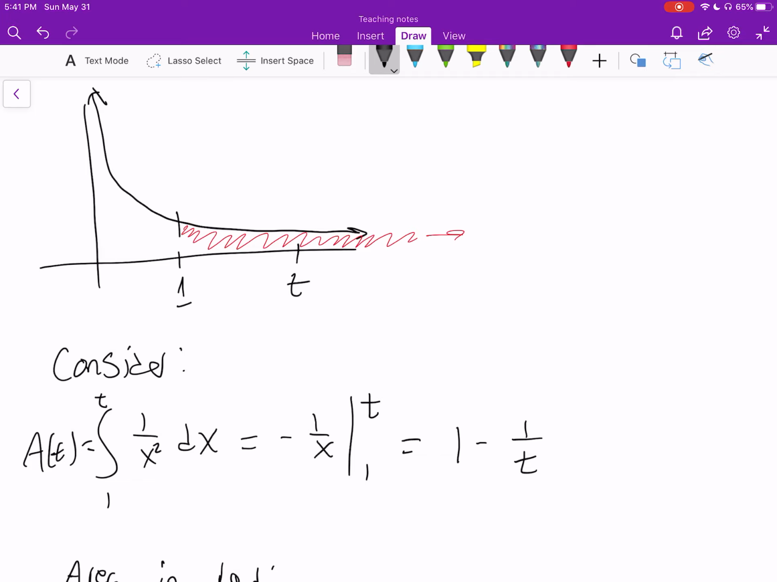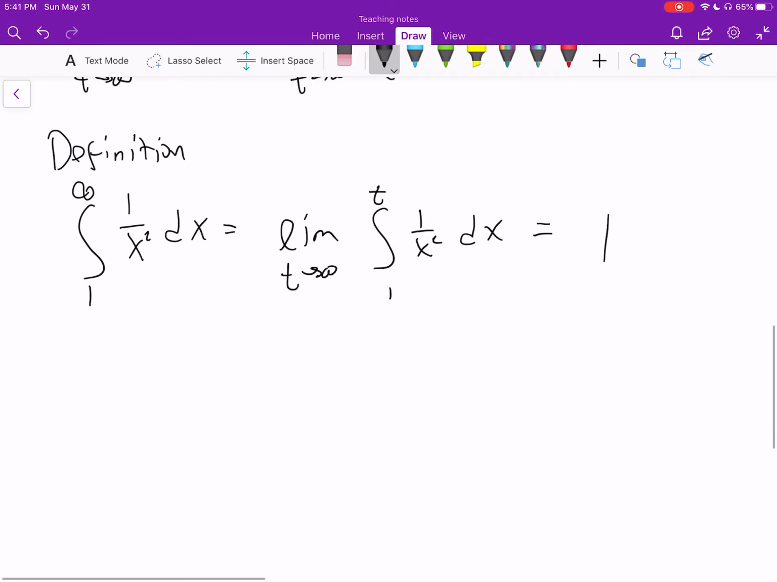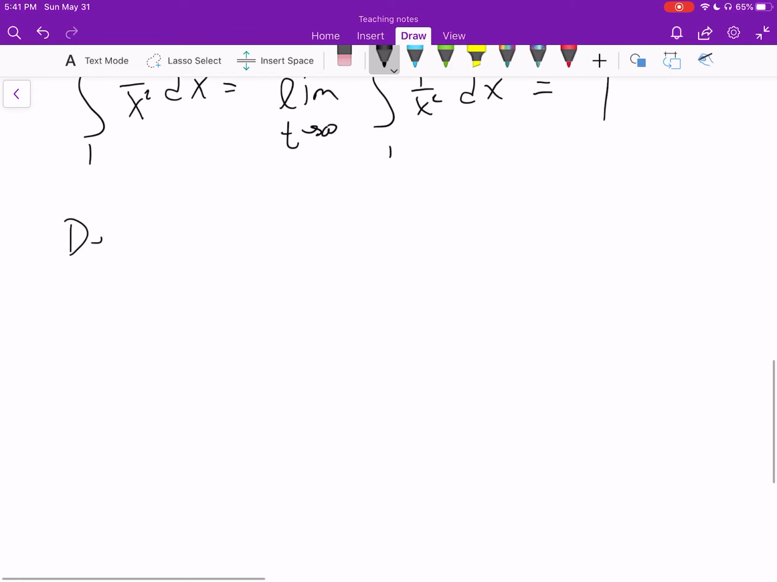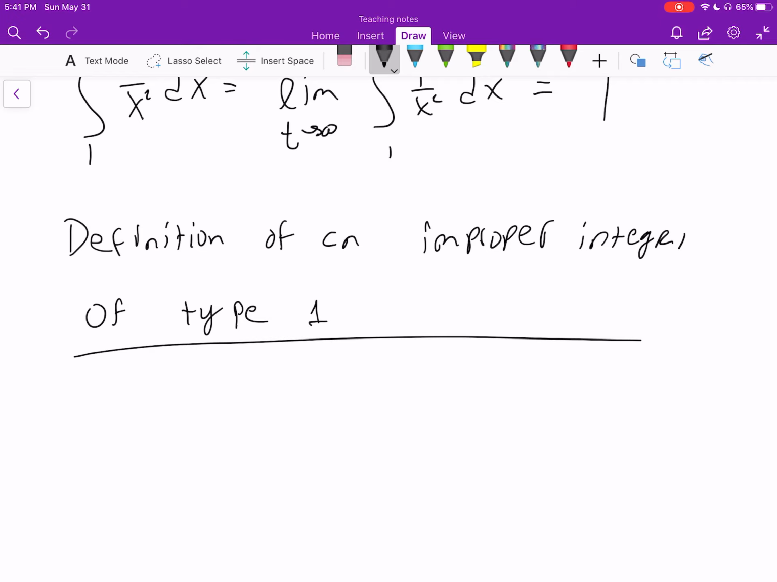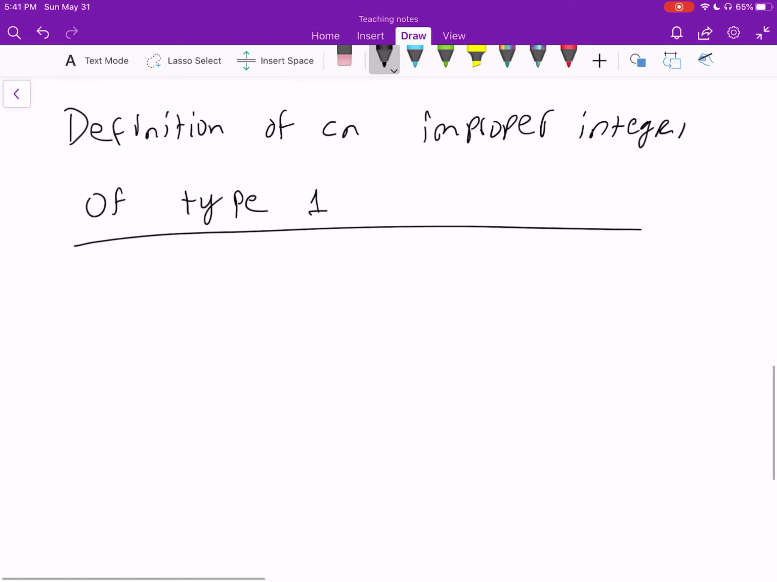Okay, so let's write down the actual definition. This was the definition for 1 over x squared. So the definition of an improper integral of type 1, the infinite interval. So we're going to have three different definitions. One's going to be if it's going off to infinity, one's going to be off to minus infinity, and the other is going to be if it's negative infinity to infinity.